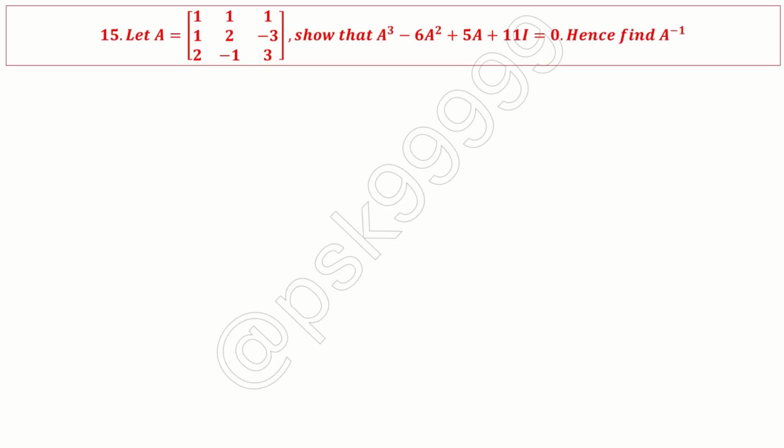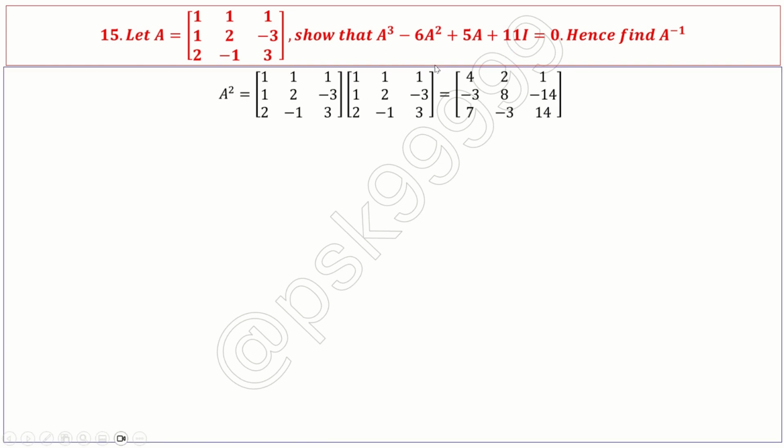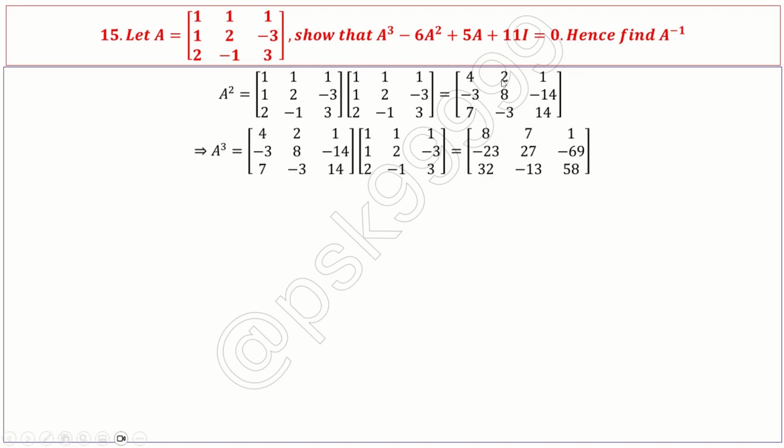Now a 3 by 3 matrix is given, A cube minus 6A square plus 5A plus 11I equal to 0, hence find A inverse. This is exactly similar to the previous problem. Only thing is the equation is bigger, you need to find A cube term here also. So first is A square. A square is nothing but A into A, so you will get this value here. Now A cube you need, so A cube is A square into A, which is this value.